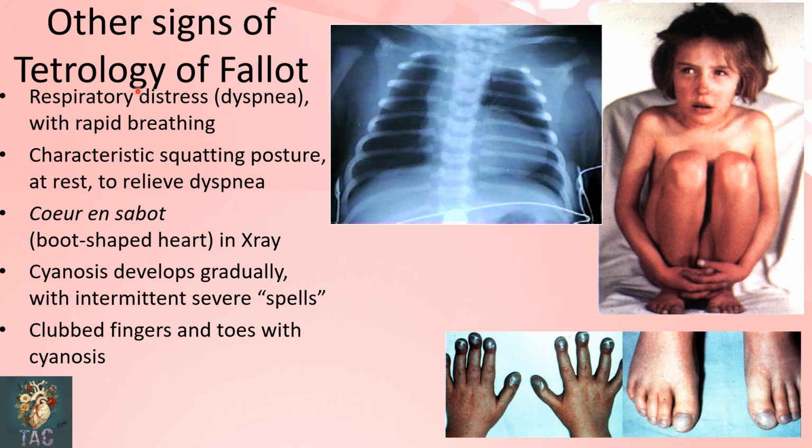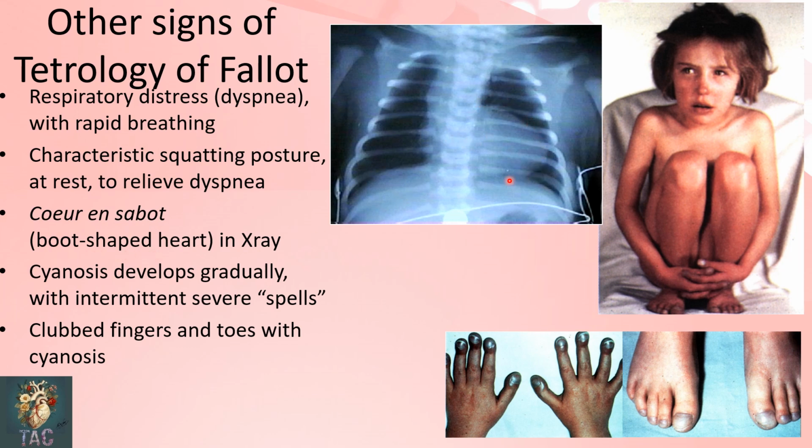The other signs of the tetralogy of Fallot are respiratory distress syndrome. There will be dyspnea with rapid breathing. The characteristic sign is a squatting position at rest to relieve the dyspnea. Then there is the coeur en sabot, that is, a boot-shaped heart in the X-ray.